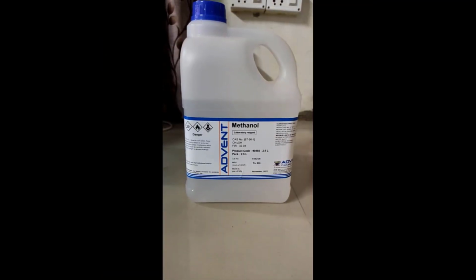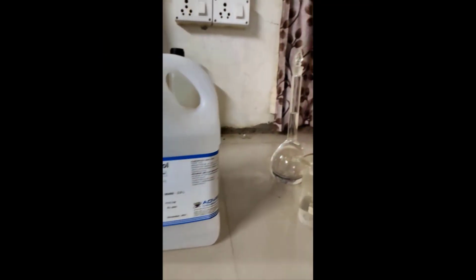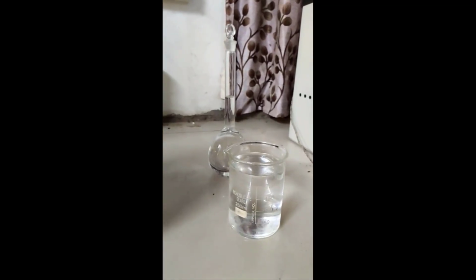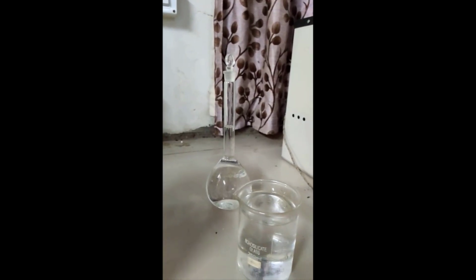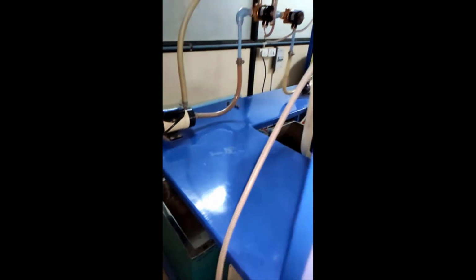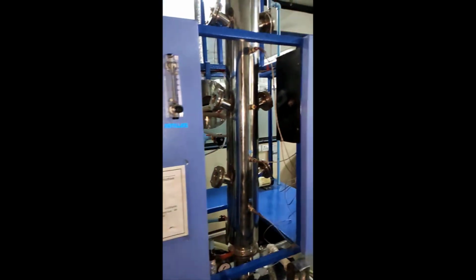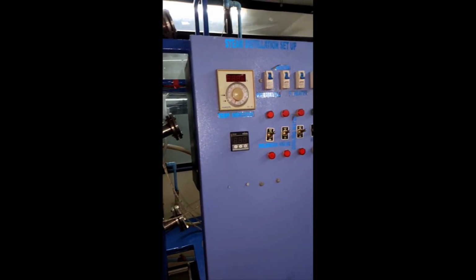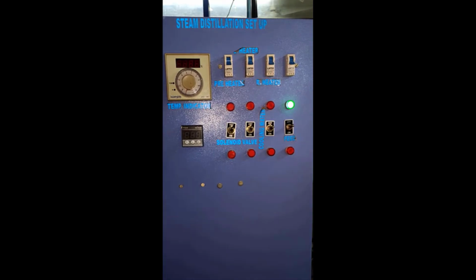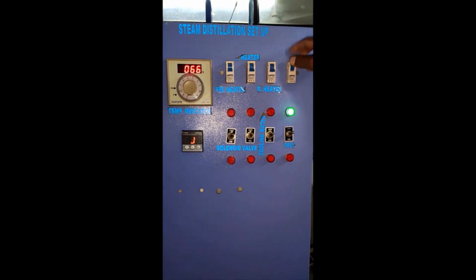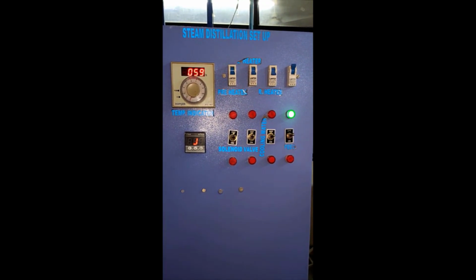Now this is the methanol which is being used to prepare the feed solution, which is 1 liter of methanol and 19 liters of water. Okay, now we have fed this solution into this feed tank. After that we will connect this system to the power and we will start this system. Okay, this is a switch. You can see here the green light, which indicates that the power is on, and after that we will switch on this, and now the setup is ready to start.